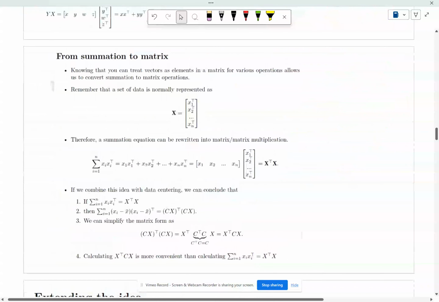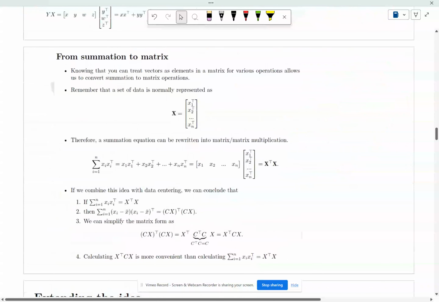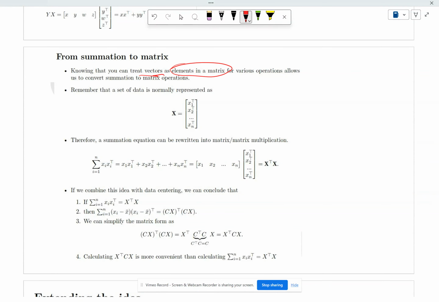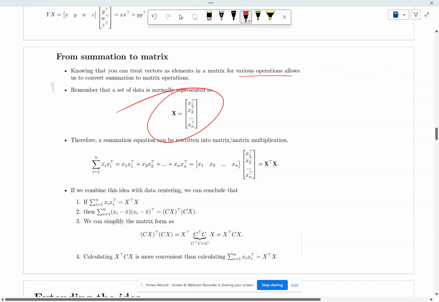All right, so next, knowing that you can treat vectors as elements of a matrix allows a lot of possibilities. It makes life a lot easier in so many ways. For example, it allows us to convert a summation into matrix format. For example, let's say we have this x here, and we have this summation.